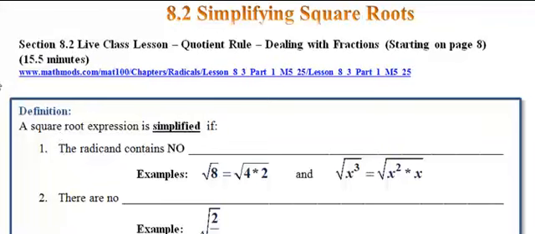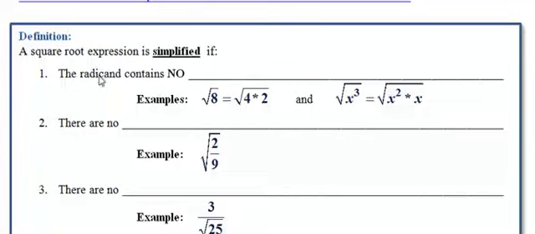This is an extremely important section because throughout the rest of the chapter, you need the ability to simplify square roots. A square root expression is considered to be simplified if it meets these three conditions. The first is that the radicand contains no perfect square factors.